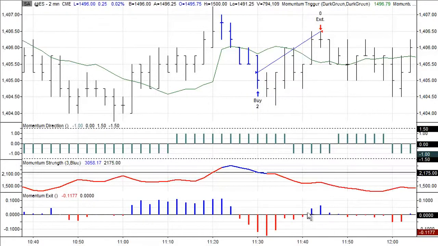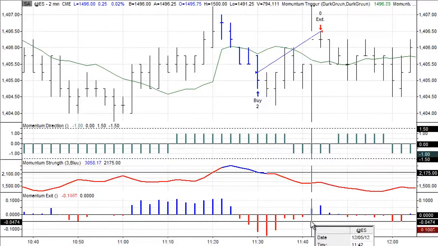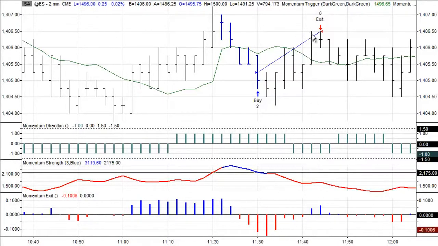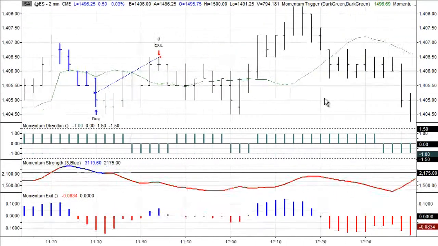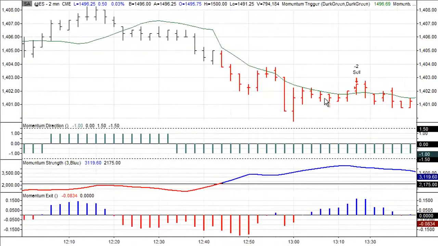And again, the exit comes in when the exit indicator moves from negative to positive. That becomes your setup bar to exit that long trade, and the trigger is the next bar when the next bar trades one tick above that. That's on the long side. Let's move forward to see a short trade.